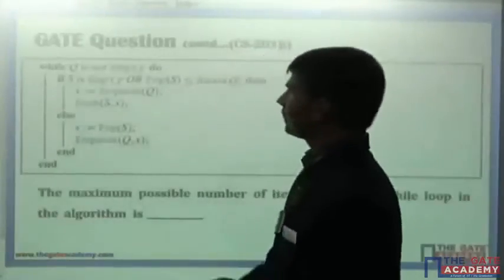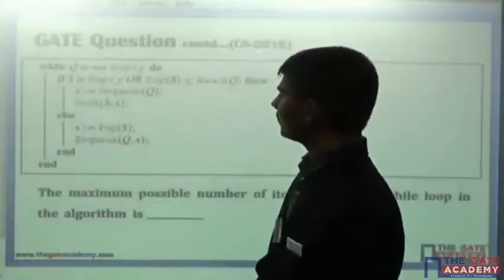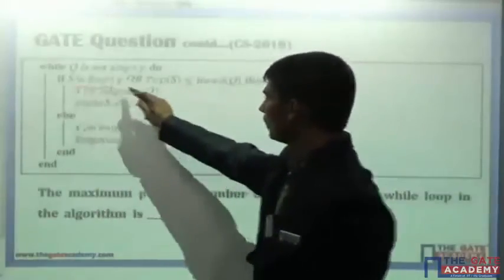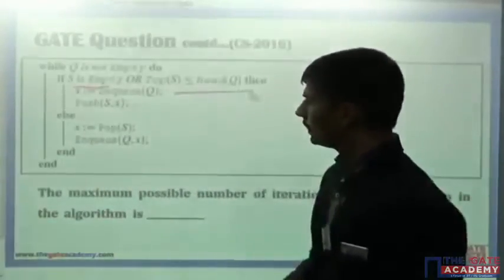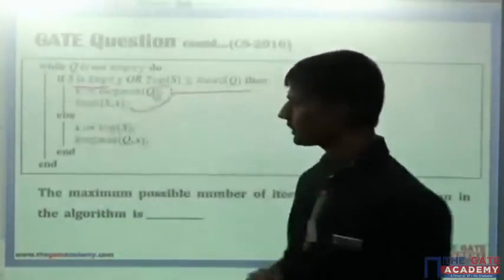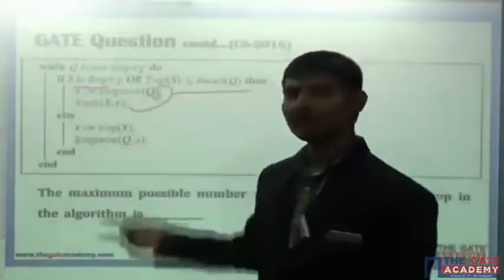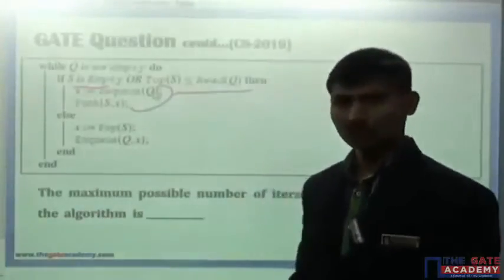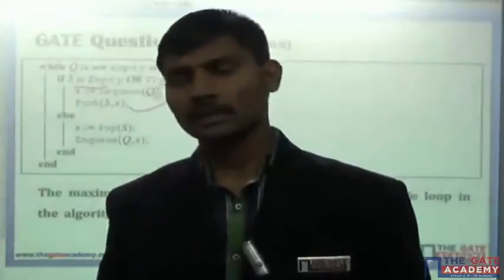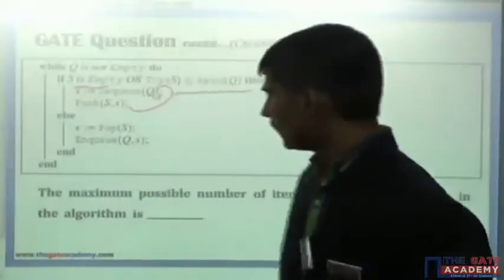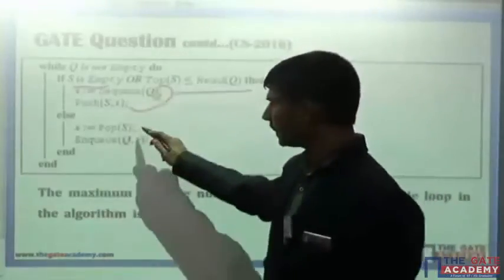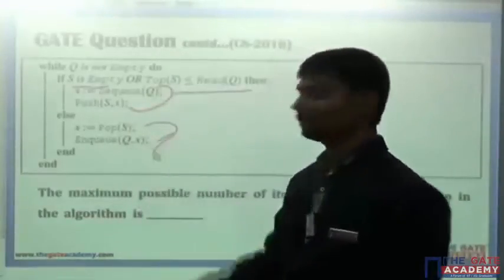Now see this. The algorithm is, while Q is not empty, you will execute further. If S is empty or top of S is less than head of Q, then you will execute this. It means you will delete the element from the queue and push it to the stack. These two steps. Otherwise, it means if there is at least one element in the stack and the element at the top of the stack has value greater than the element at the head of the queue, then the else block will execute. You will pop that element from the stack and insert the element back into the queue.